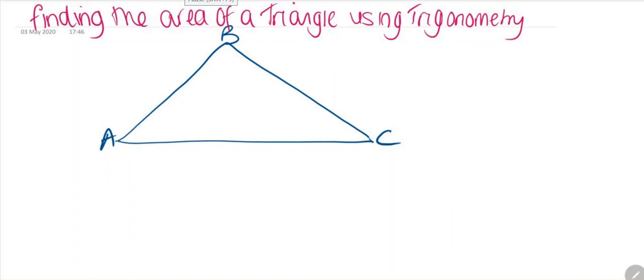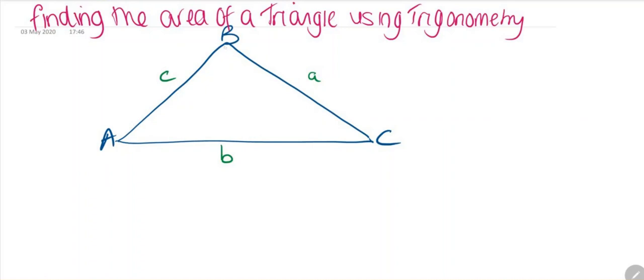So finding the area of a triangle using trigonometry, and this triangle here is not a right angle triangle. We've labelled the angles of the triangle with capital letters A, B, C, and the sides become the little letters. So A is opposite little a, B is opposite little b, and C is opposite little c.